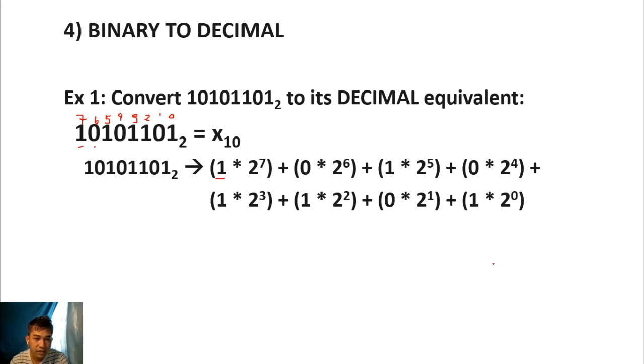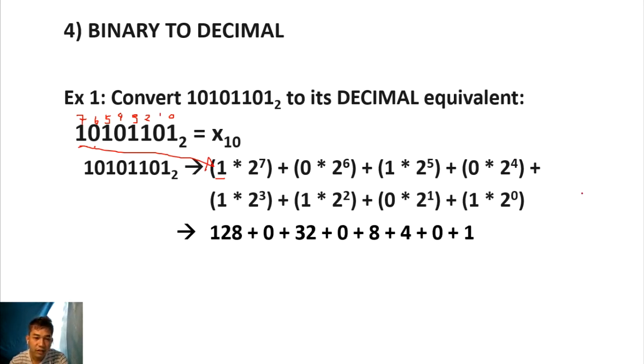So, in this conversion from binary to decimal, multiply natin ang digit. So, 1 times 2 raised to the power of each position, which is 7. Then, plus naman natin 0 times 2 to the power of 6, plus 1 times 2 to the power of 5, plus 0 times 2 to the power of 4, and so on.